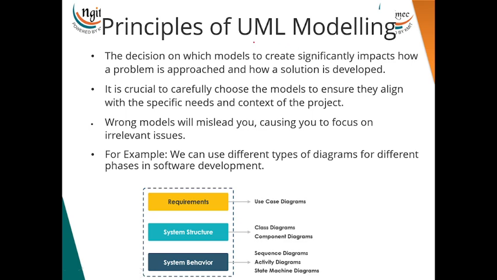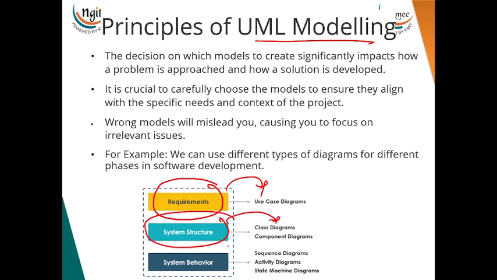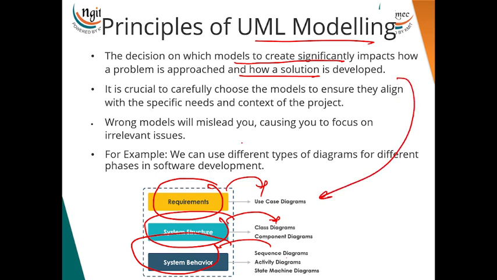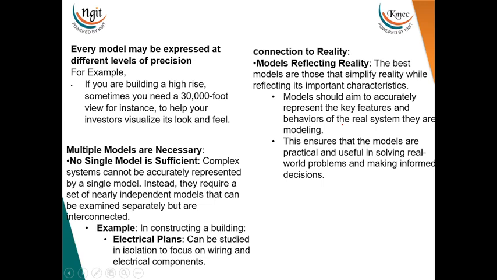So what are the things we can use in UML? For example, in requirements, we can use use cases. In system structure, we can use class diagrams and component diagrams. In system behavior, I can use sequence diagrams, activity diagrams, and state machine diagrams. The decision of which model to create has a significant impact on how the problem is approached. So, how are we going to read it? A wrong model will mislead you, causing many irrelevant decisions. And every model has a different way of expressing.